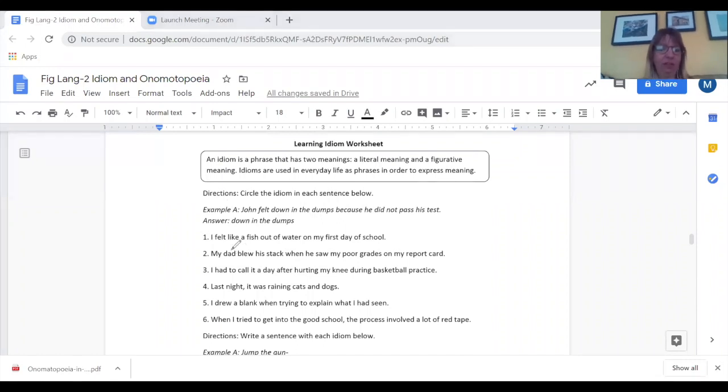Okay, I felt like a fish out of water on my first day of school. What do you think is the idiom in there? Felt like a fish out of water. Good. My dad blew his stack when he saw my poor grades on my report card. Blew his stack, right? Is he a chimney? Is your father a chimney? I don't think so. All right, number 3. I had to call it a day after hurting my knee during basketball practice. I had to call it a day.